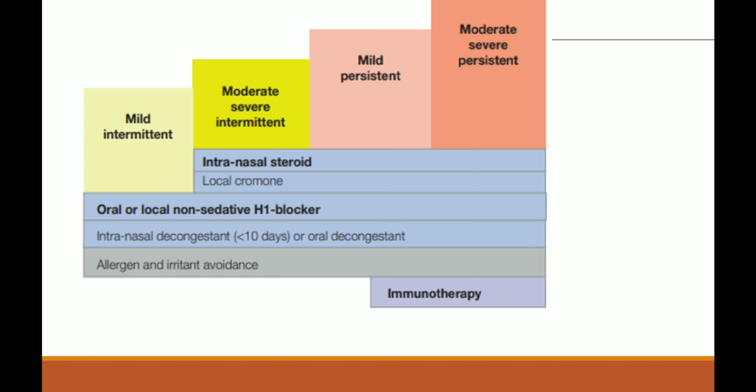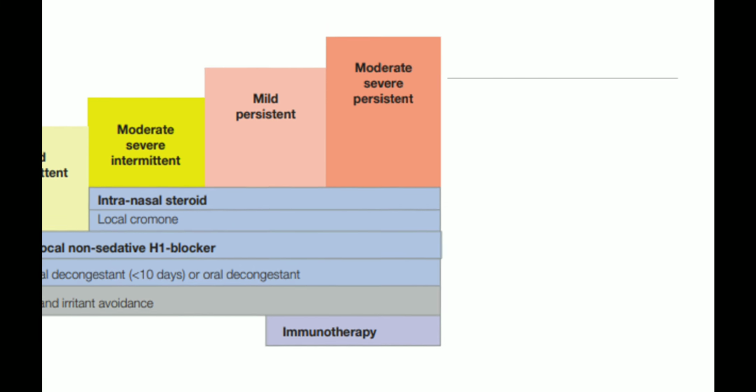But if it is not responding, then we have to go for intranasal steroids. In children, since intranasal steroid is not available for children less than 4 years, we may have to start sodium cromoglycate. Even with intranasal steroid, if the patient is not getting benefit, then we may have to go for systemic oral steroids. Even with oral steroids, if the patient is not getting any benefit, the final modality of treatment is immunotherapy.